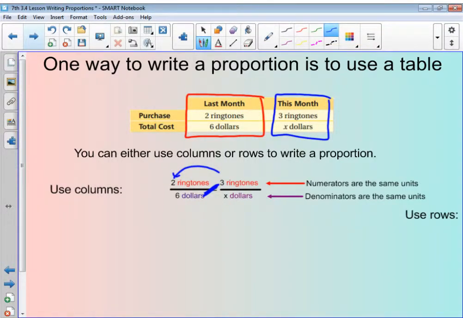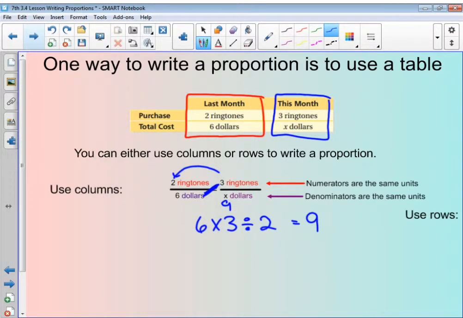Up in your upper levels, they call it cross multiply and solve, because when we get into our next lesson, we're going to actually be solving some of these that are involving algebra. So here, if I were to set this up, I would cross multiply, I would do 6 times 3, and then I would divide by 2, or solve by dividing by 2. So 6 times 3 would give me 18, divided by 2 gives me 9. So it's going to cost me $9 for those 3 ringtones.